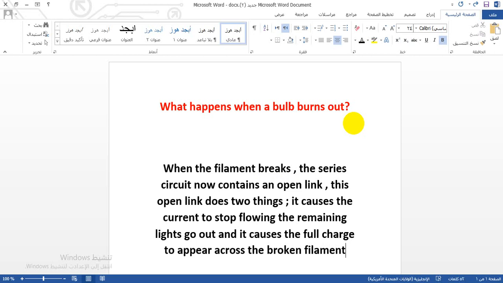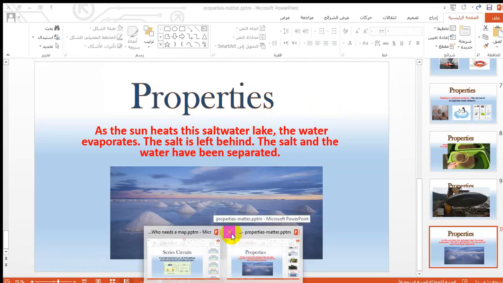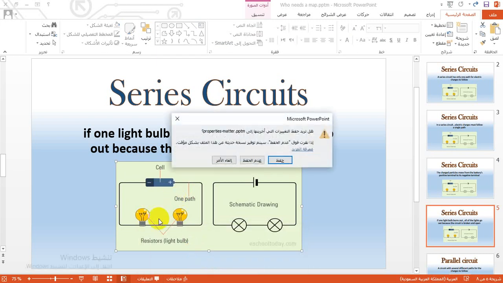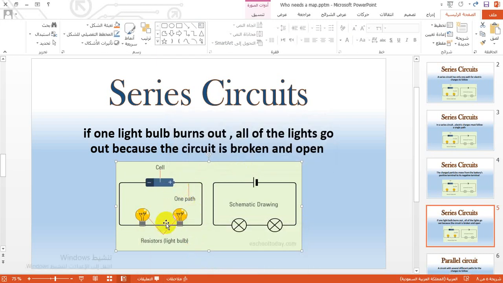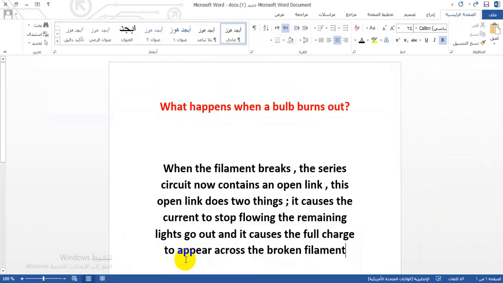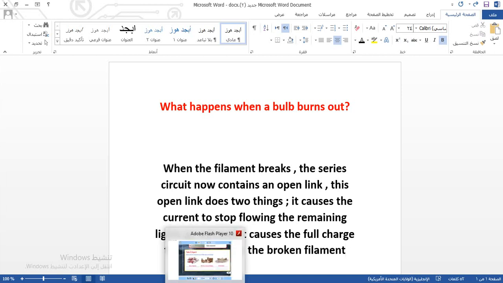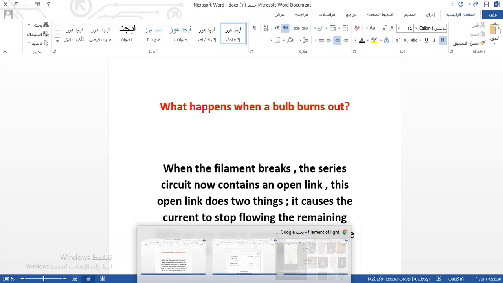This is the reason that if one light bulb is broken, what will happen to another one? It will also go out, because the circuit will be open. Why will it be open? Because, as I told you, it causes the current to stop flowing, and the remaining lights go out, because the current stopped flowing.